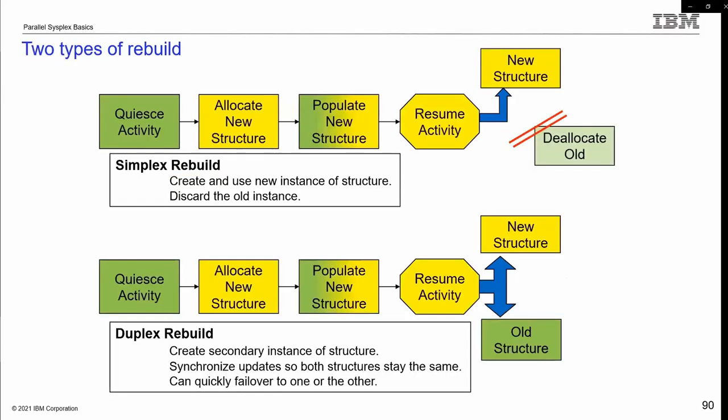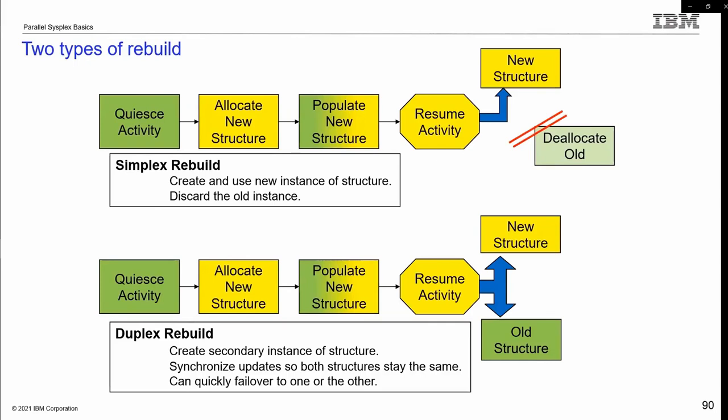So there's two basic types of rebuild, a simplex rebuild and duplex rebuild. You can think of a rebuild as going to create a brand new structure, and when that new structure has been populated, we are now going to get rid of the old structure. So basically we're taking one copy of a structure, making a new copy, and throwing away the old. In the case of duplex rebuild, I actually am going to allocate a new structure. I'm going to populate the new structure, but now I have both the old and the new. And when I resume activity, I am now going to make updates to both copies of those structures at once.